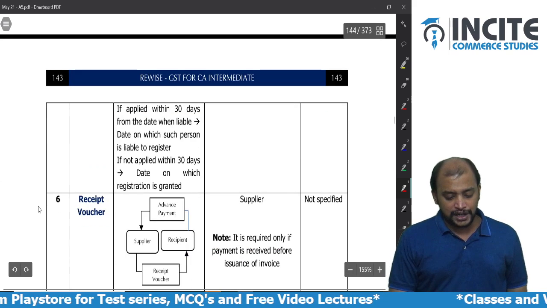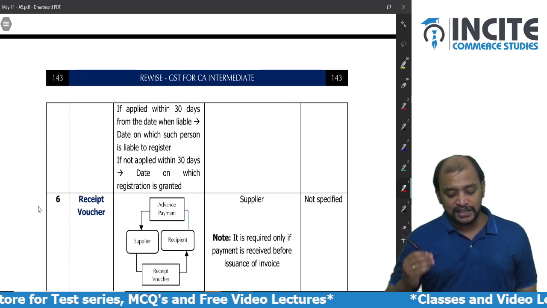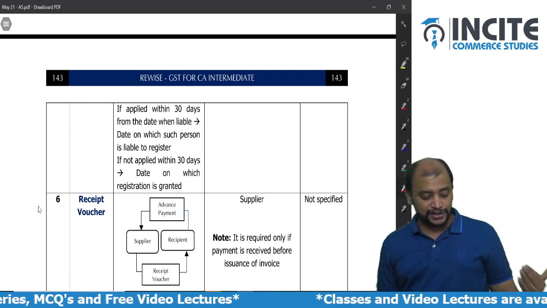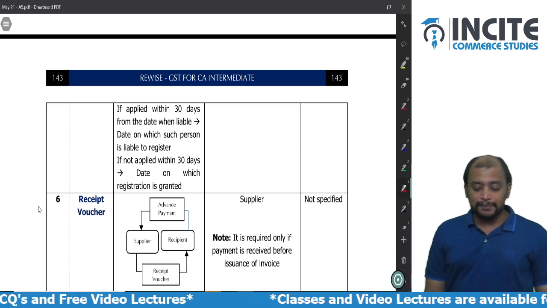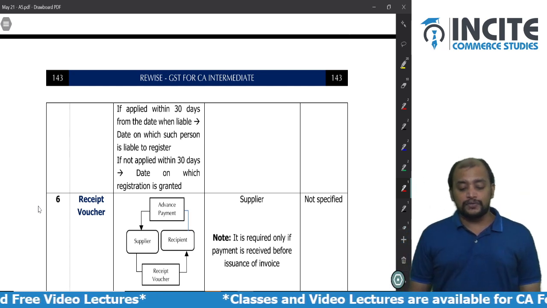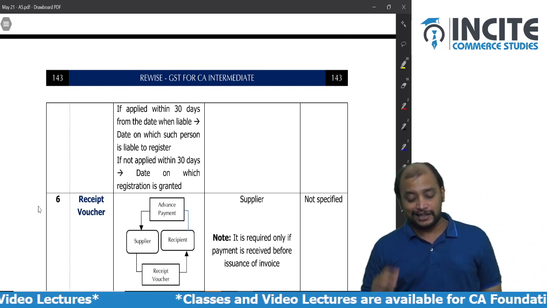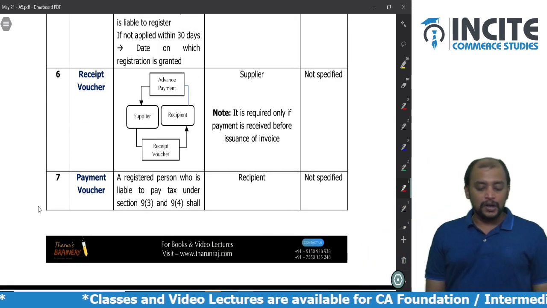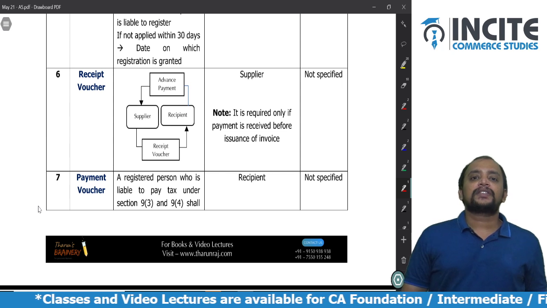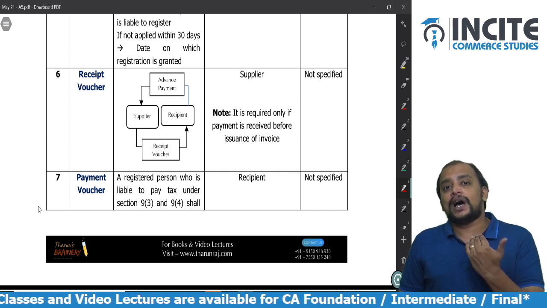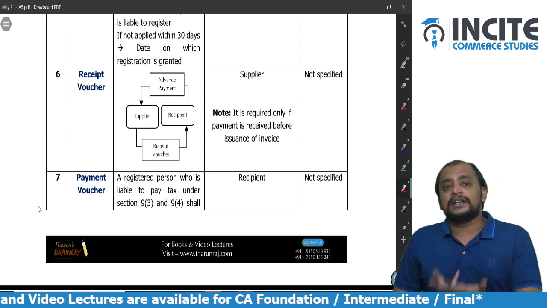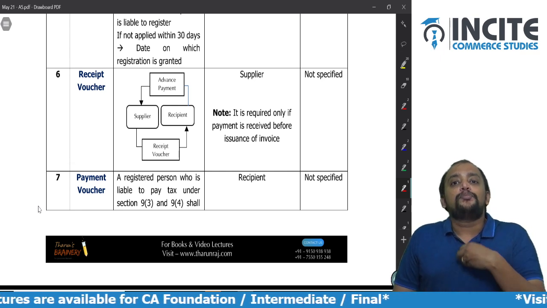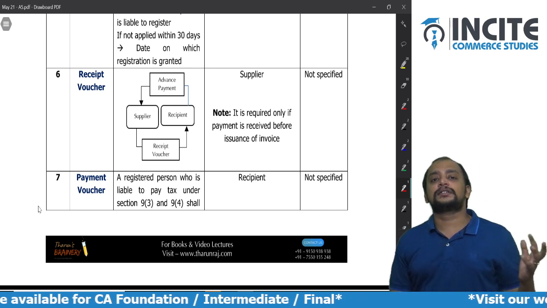What is the effective date of registration? If applied within 30 days from the date when liable, the date on which such person became liable to register will be taken. If applied beyond 30 days, the date on which registration is granted will be taken. Then next, the receipt voucher. What is this receipt voucher? Generally, when we receive an advance, what is the evidence to the recipient that we received the advance? So some kind of proof we need to give, right? That is known as a receipt voucher.